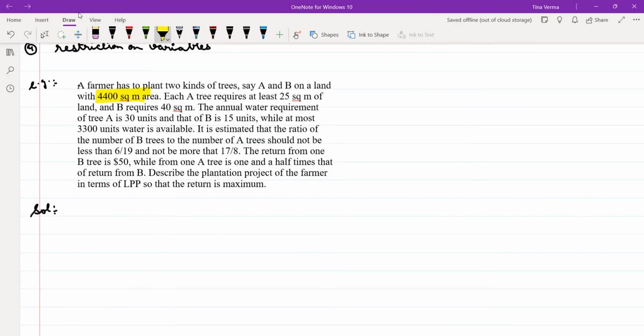If you read the last line, you have to describe the plantation project of the farmer in terms of LPP so that the return is maximum. So that means from here you have decided that your objective function will be maximize of something, right? Everything given here is with respect to the trees A and B. So you have to plant 2 kinds of trees A and B and do the plantation project management. So what will be your decision variable over here?